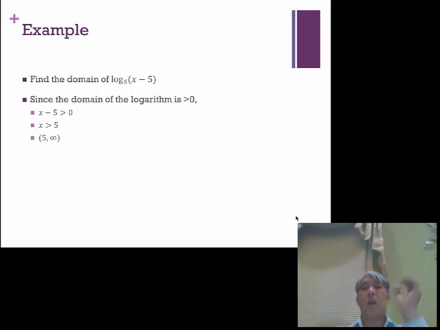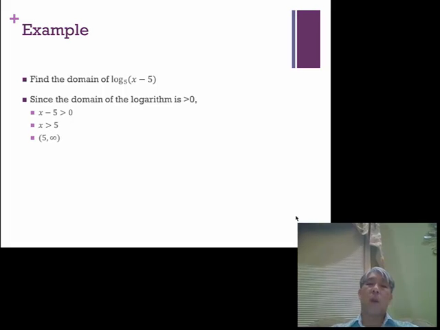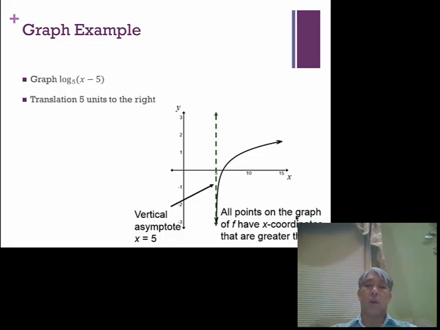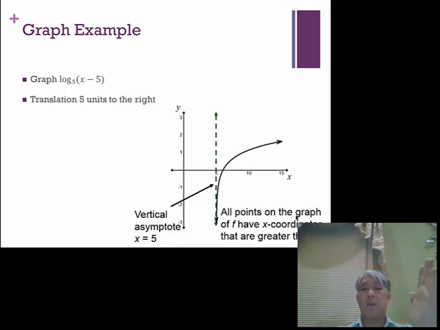So at that point, my vertical asymptote becomes x equals 5, or solving for it, the domain of my logarithm argument must be greater than 0. In this case, what we're talking about is x minus 5, so x minus 5 must be greater than 0, and solving that, we end up with x greater than 5, and the domain is 5, comma, infinity. This is the same thing as a graph example. You can see how the vertical asymptote and the whole graph has been translated 5 units to the right.